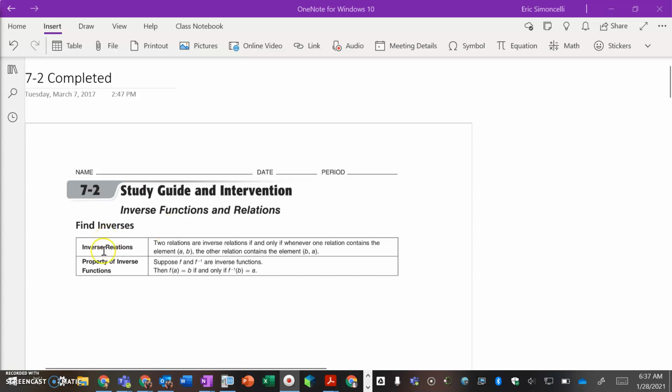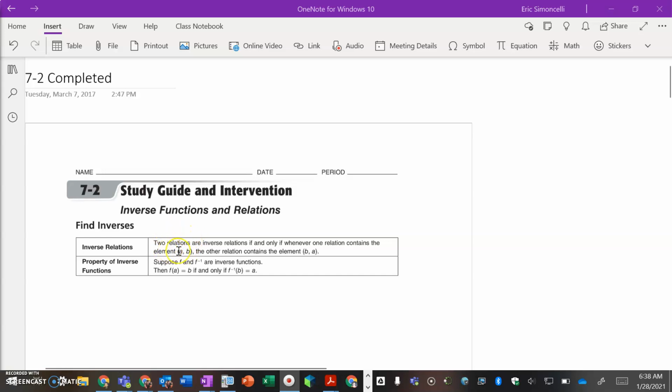Find inverses. An inverse relation, as it's described here, is when two relations are inverses if and only if whenever one relation contains the element a comma b, the other relation contains the element b comma a. We should probably reflect a little bit upon what a relation is in the first place.